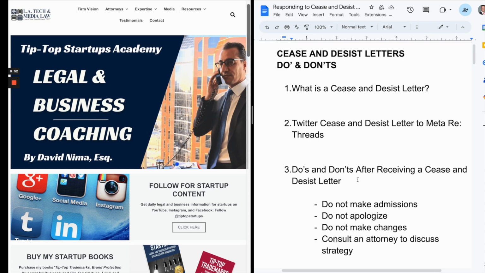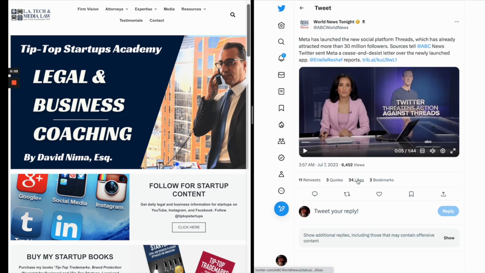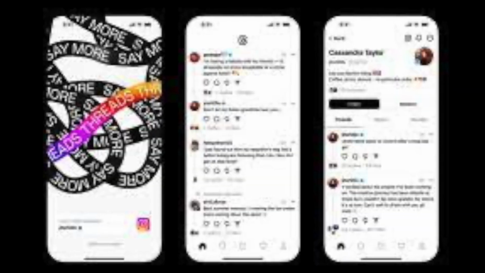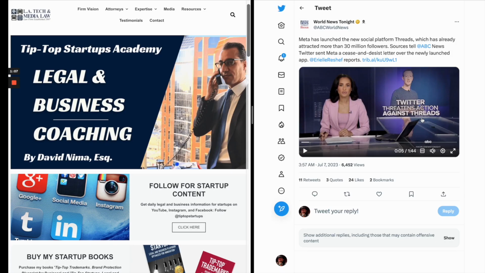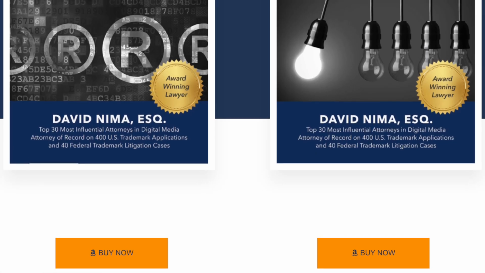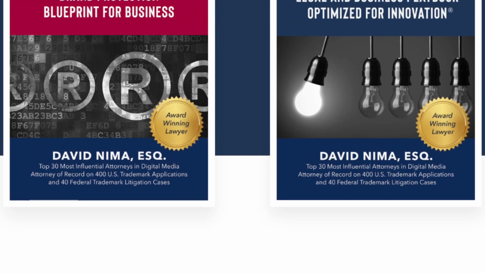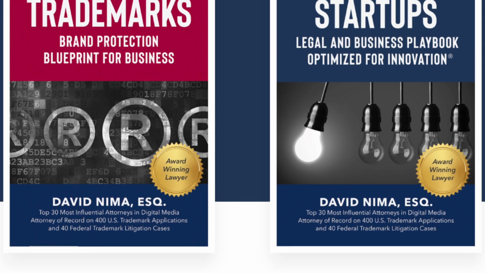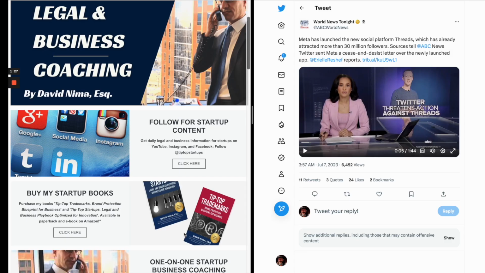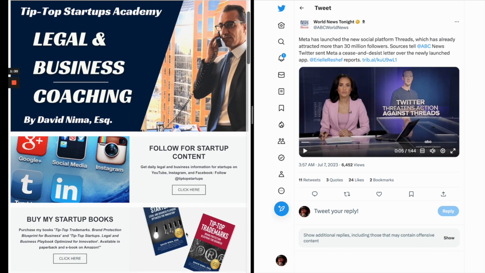As you know, last week, Meta launched the Threads app, and Twitter sent a cease and desist letter threatening legal action against Threads in connection with potential trade secret misappropriation. Of course, we discuss trade secrets in Tip Top Startups as well as Tip Top Trademarks. Make sure to check those out if you want to learn more about trade secrets and the differences between that type of intellectual property versus trademarks and copyrights and patents. Those are the four types of intellectual property that most companies seek to protect. So this cease and desist letter is concerning the trade secrets of the company.